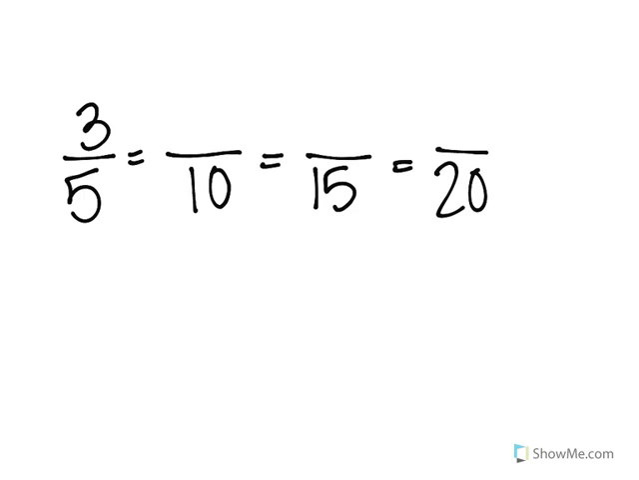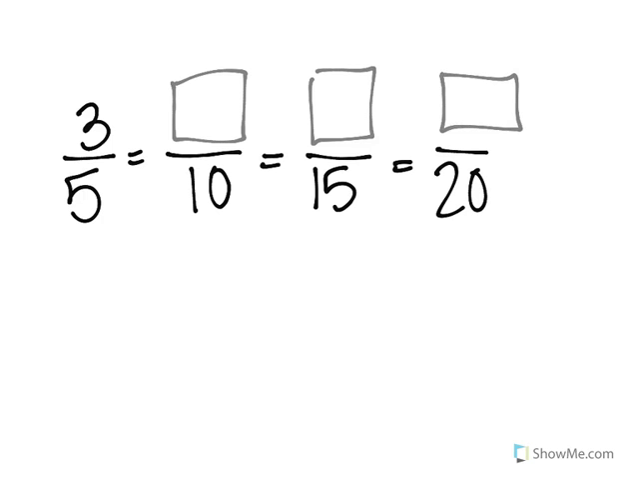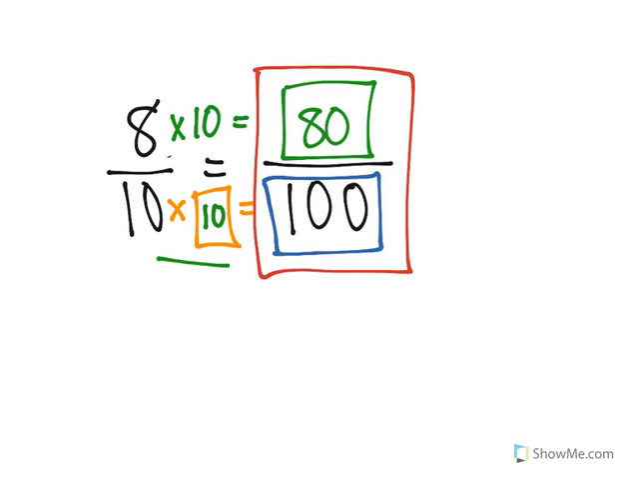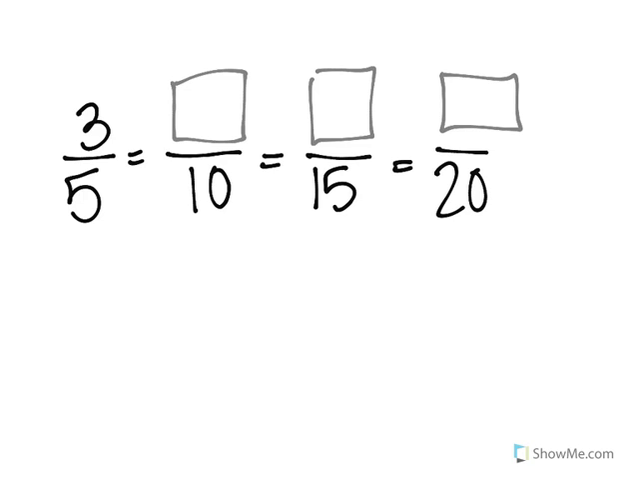Now I have a fraction chain right here. It wants you to fill in these missing spots. How am I going to do that? Well, it's just like I did right here. I have to find how to convert the denominators to the same denominator. So I want to convert 5 to 10. What do I have to multiply 5 by to get to 10? You're right, I would have to multiply it by 2. And if I multiply the denominator by 2, I have to multiply the numerator by 2. So 3 times 2 gives me 6.